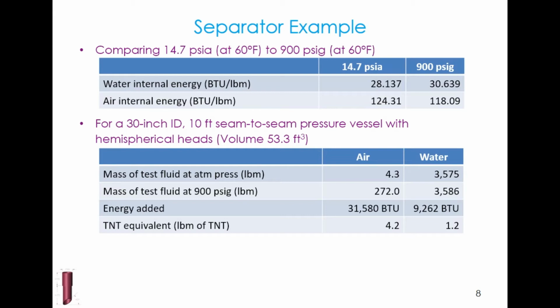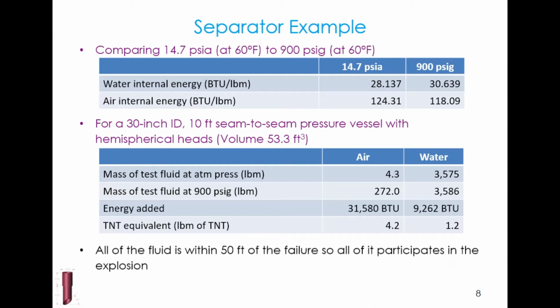So the energy that I've added for the air, I've added almost 32,000 BTUs. For the water, I've added 9.2 thousand BTUs. If I convert those BTUs into an equivalent amount of TNT, then the air test would be about 4 pounds of dynamite, 4 pounds of TNT, and the water would be about 1.2 pounds of TNT. So there's a fair bit more force in the separator test with air. All of the fluid is within 50 feet of the failure, so all of it participates in the explosion.